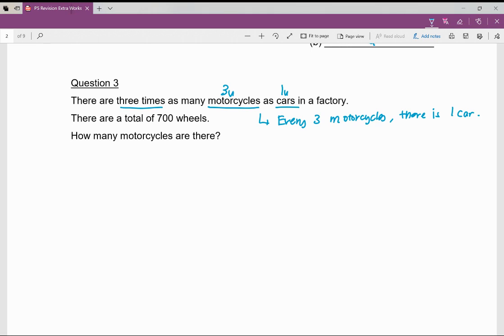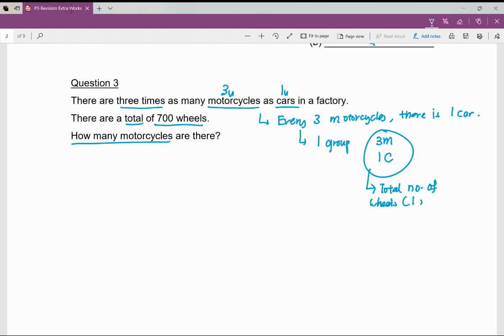So what does this mean? This means that in one group, I will have 3 motorcycles and 1 car. So it must be in this format. It must be in this proportion. Okay? And the next line tells you that there's a total of 700 wheels. You want to find the number of motorcycles in the end. So you're going to find out for yourself in one group of 3 motorcycles and 1 car, there is a total number of how many wheels in one group.